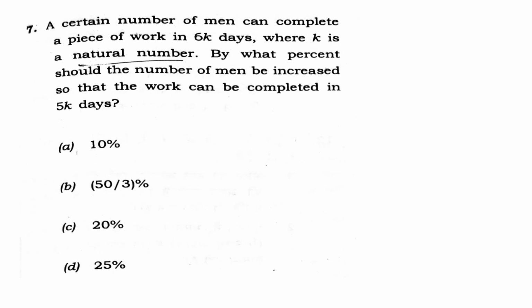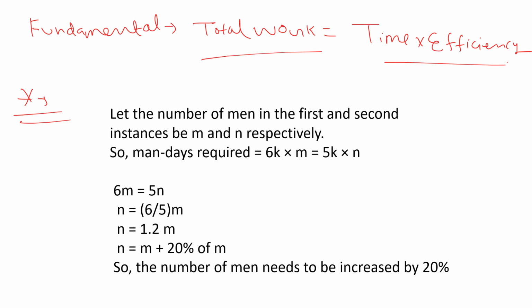Next question. A certain number of men can complete a piece of work in 6k days, where k is a natural number. By what percent should the number of men be increased so that the work can be completed in 5k days? So in this question, we need to increase the men and decrease the number of days. So what is the fundamental behind this question? Simple: total work equals time into efficiency.